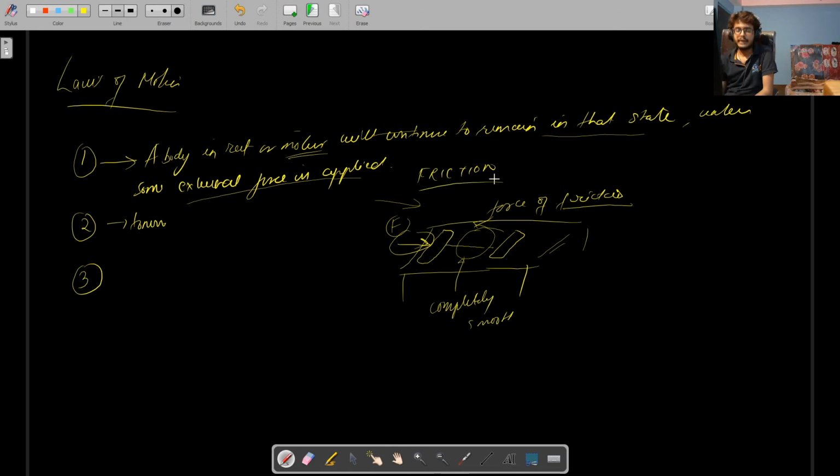So force of friction is the force that is applied against the motion of a body, right? And that will be applied by the surface in which the body is moving. Like for example, air also applies some friction.